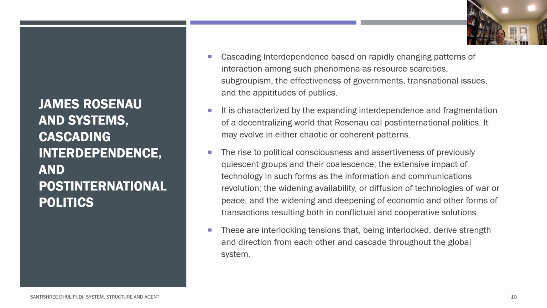The interlocking tensions that, being interlocked, derive strength and direction from each other and cascade throughout the global system.